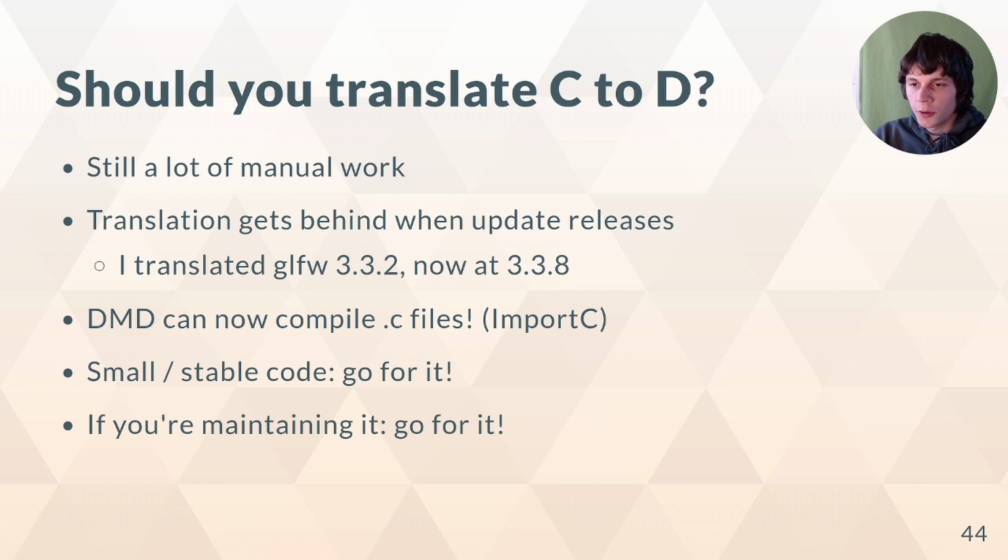Plus, DMD can now compile C files with its ImportC feature, which is still young, but it's still getting a lot of bug fixes. And it means you don't have to keep a translation up to date. So if you just want to make a library easier to build, I recommend using that instead of making a translation. However, when the C code is very small or has very few updates, I would say go for it. Also, if you're the maintainer of the code, or you're going to maintain your own fork of the code, or you convince the original maintainers to maintain the new translation, I would also say go for it.